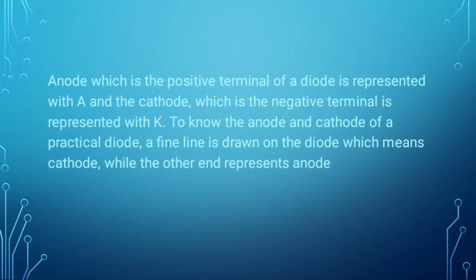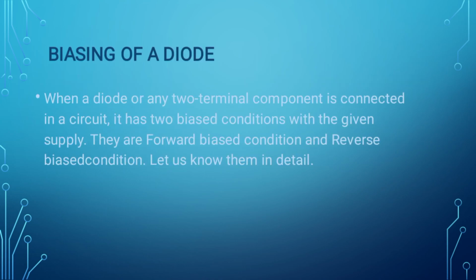Next, the anode, which is the positive terminal of the diode, is represented with A, and the cathode, which is the negative terminal, is represented with K. To identify the anode and cathode of a practical diode, a fine line is drawn on the diode, which marks the cathode, while the other end represents the anode.